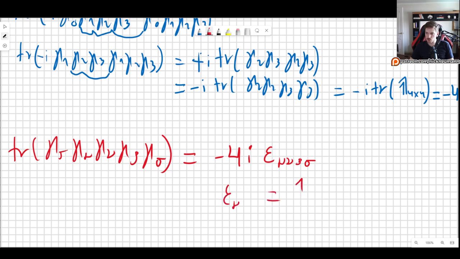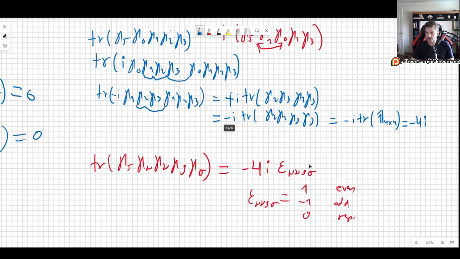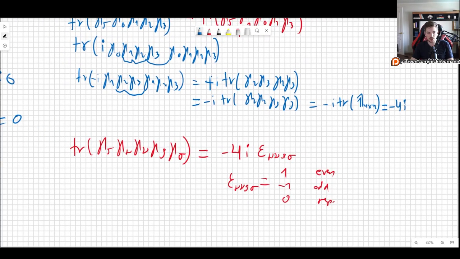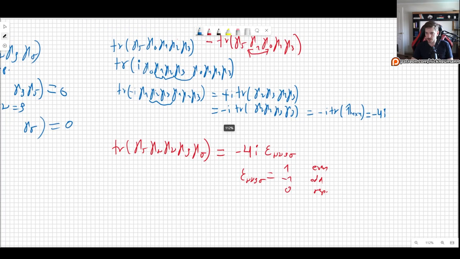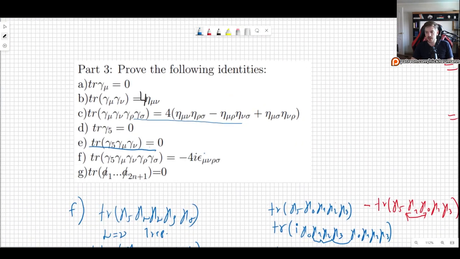The epsilon mu nu rho sigma is defined to be 1 for even permutations, minus 1 for odd permutations, and 0 when there are any repeated indices. Sometimes you can use the notation where the indices are upstairs when you are really focusing on the tensor aspect. Here we just care that there's no multiplication with anything else, so you just care if it's 1 or minus 1 depending on the relation between those indices, so no need to worry about it particularly much there. So that is part F.